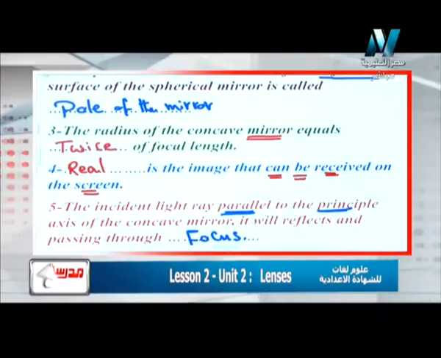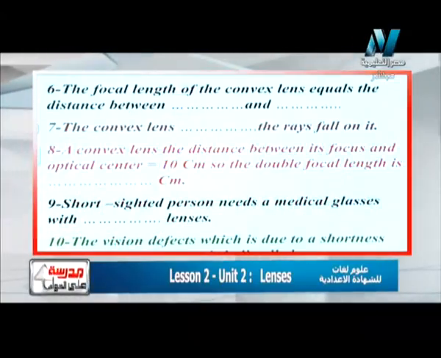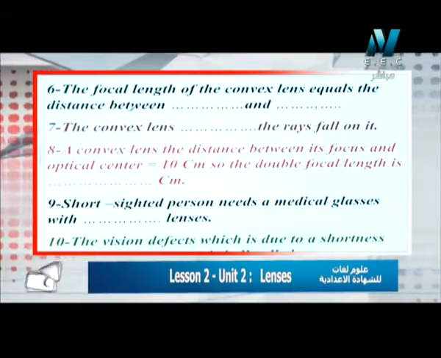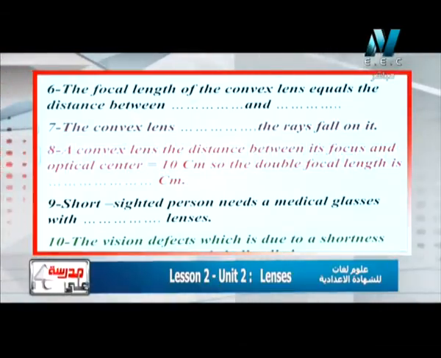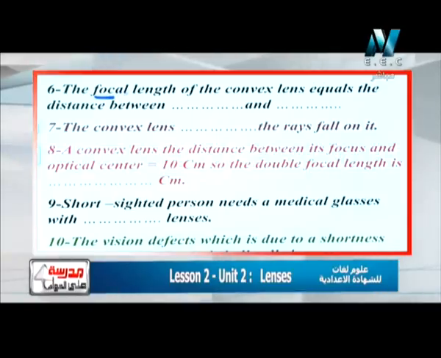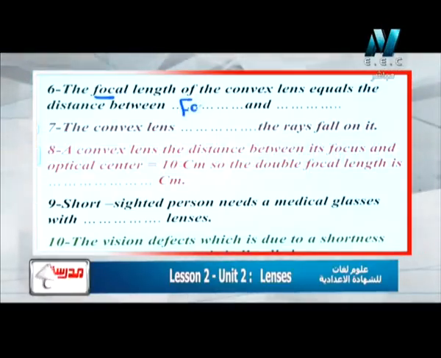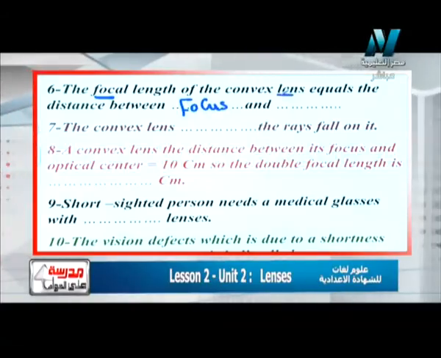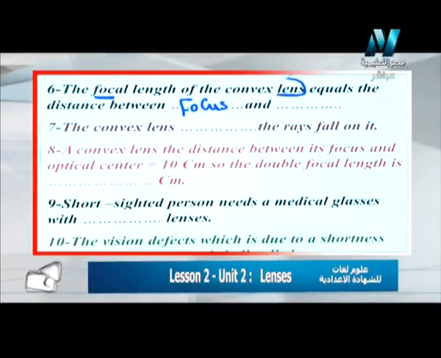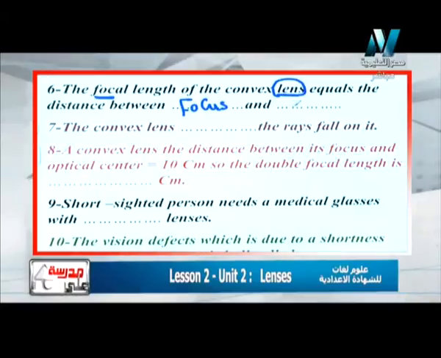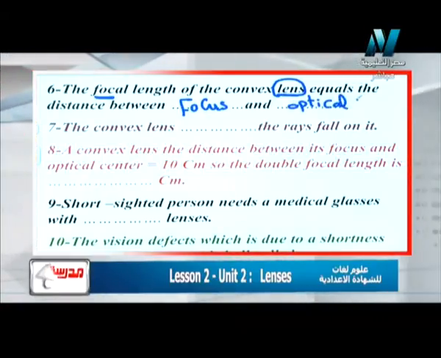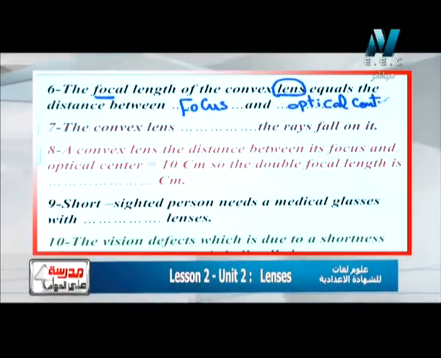The next question, number 6: the focal length of the convex lens equals the distance between what and what? We know the focal length is the distance between the focus and the optical center. We talk here about a lens, not a mirror.